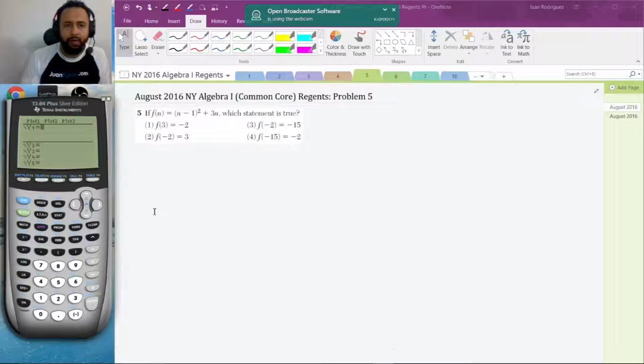Here's the problem. If f of n equals (n minus 1) squared plus 3n, which statement is true? Choice 1, f of 3 equals negative 2. Choice 2, f of negative 2 equals 3. Choice 3, f of negative 2 equals negative 15. Choice 4, f of negative 15 equals negative 2.